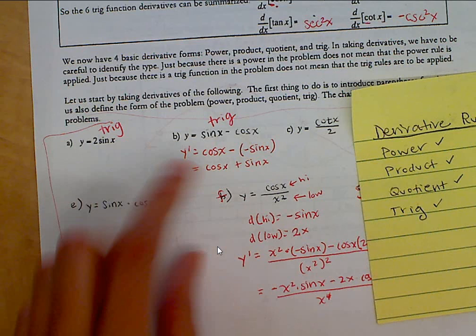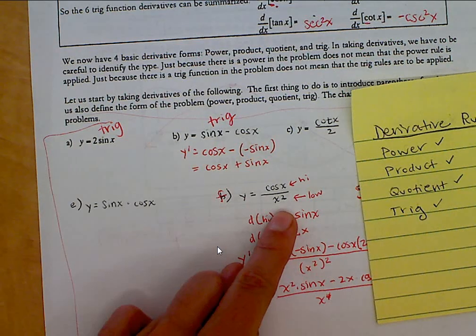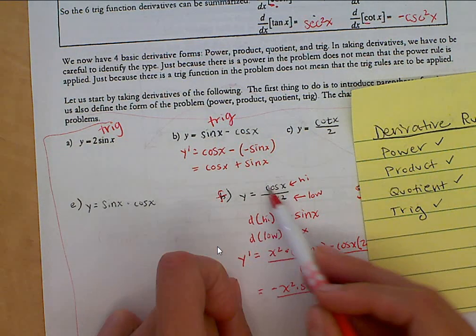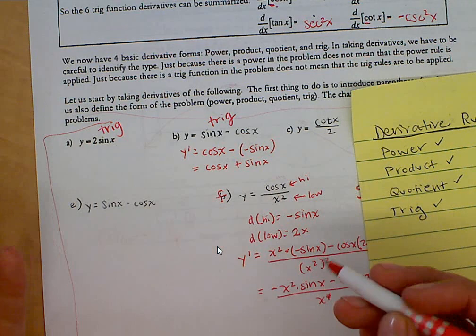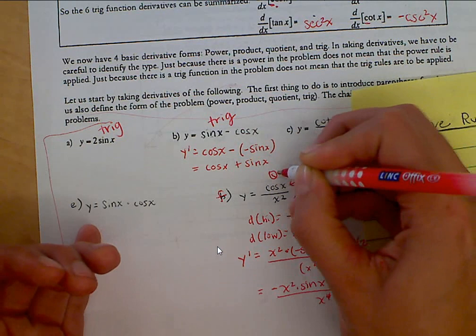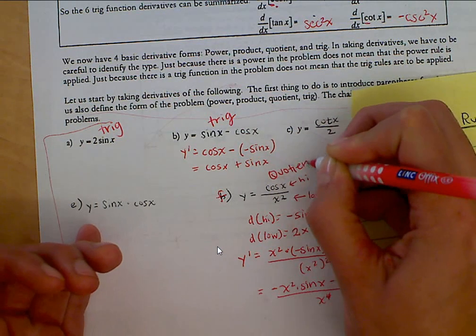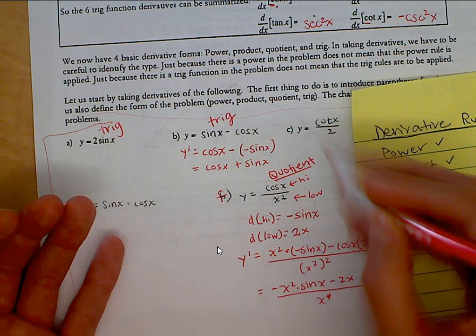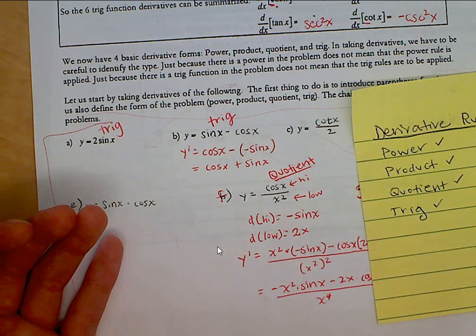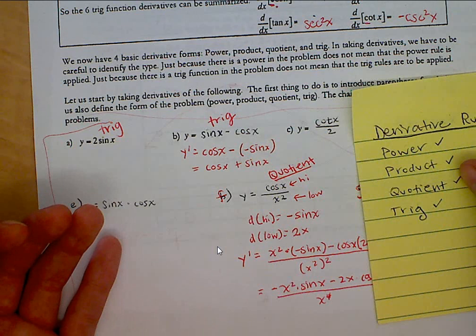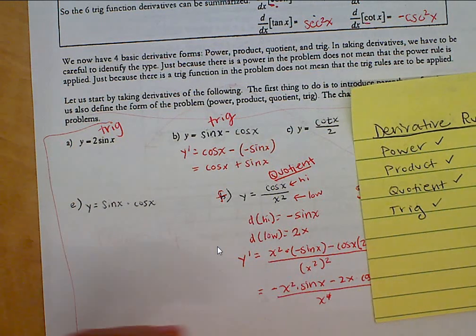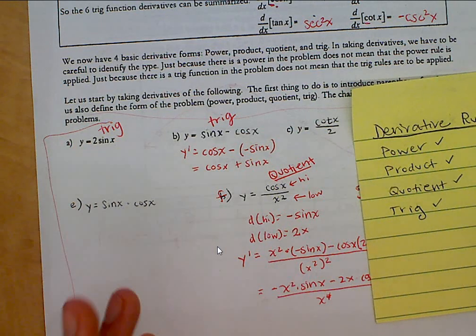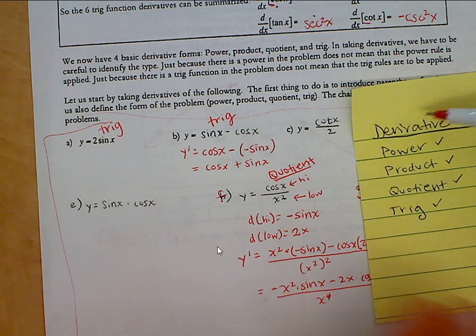F was a little different. So in F, there was a trig inside of this, but the primary rule we were following was the quotient rule. And inside the quotient rule, we performed the trig derivative. Okay? So I think that this is a helpful practice to help you determine how to start a problem, by labeling it as one of our derivative rules. So I'm going to have you do that.